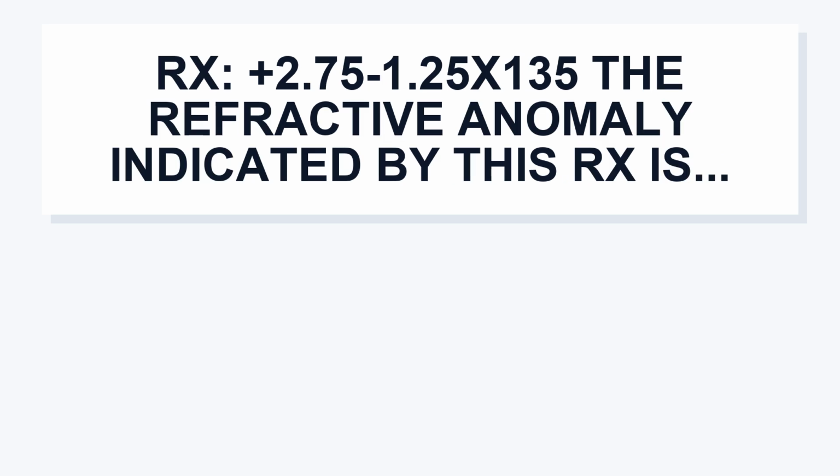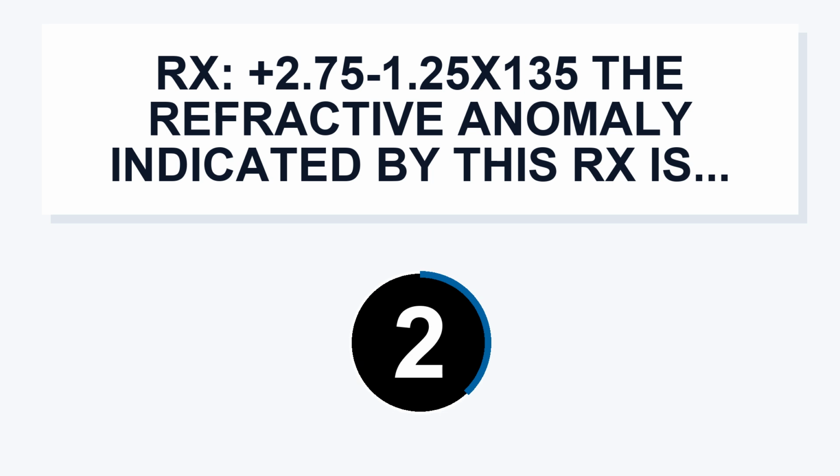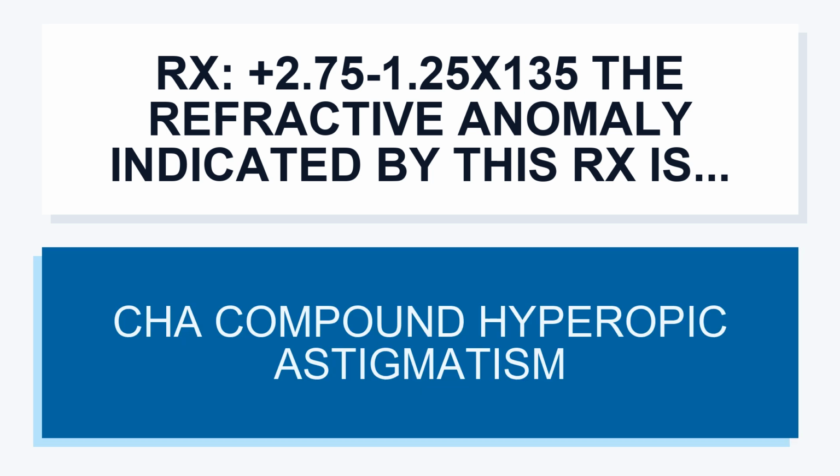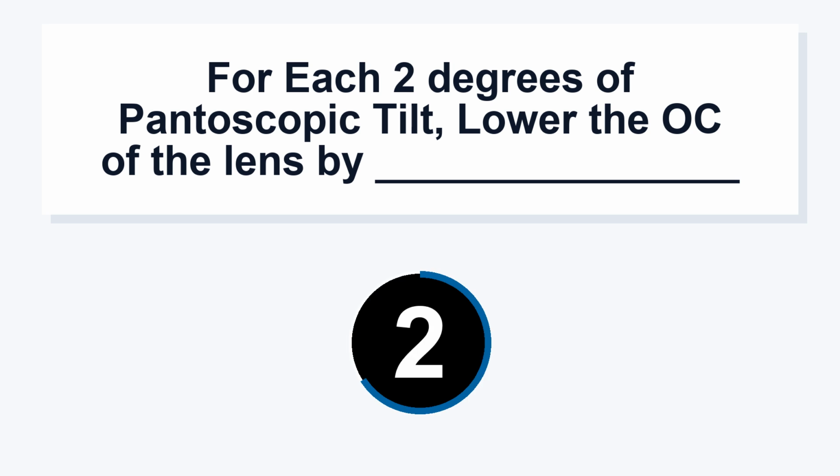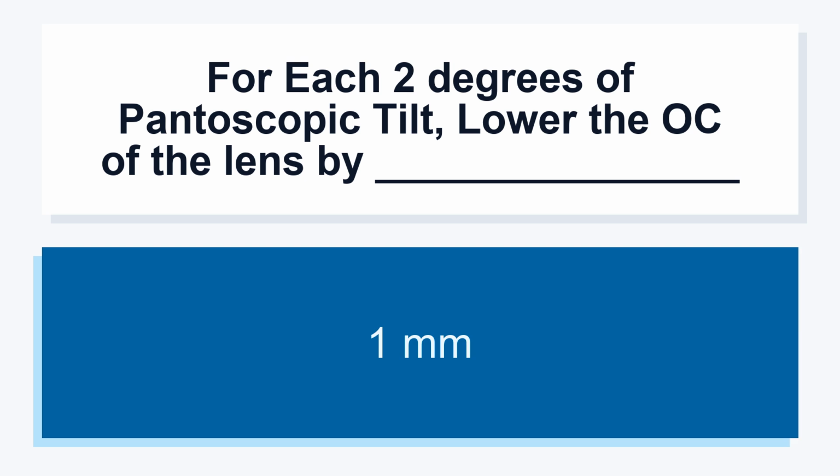Rx plus 2.75 -1.25 x 135. The refractive anomaly indicated by this Rx is compound hyperopic astigmatism. For each 2 degrees of pantoscopic tilt, lower the OC of the lens by 1 millimeter.